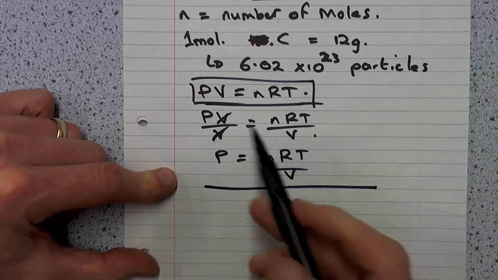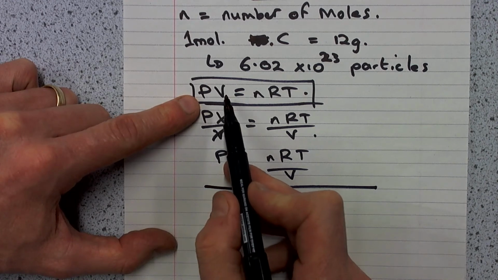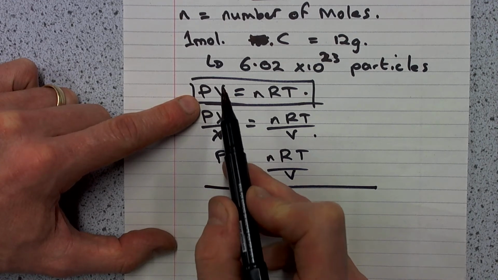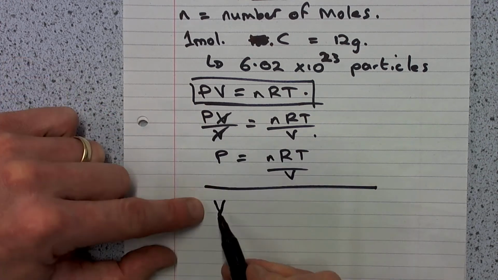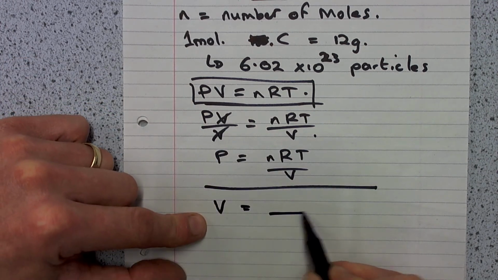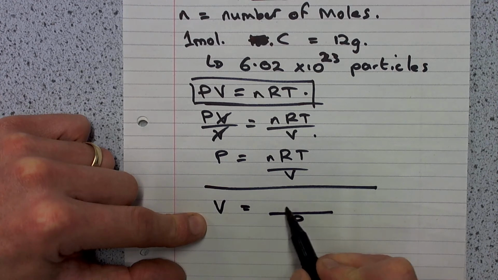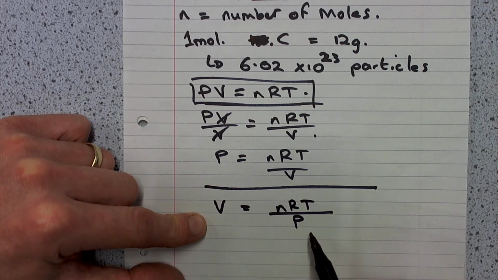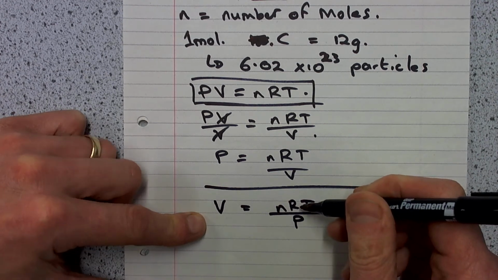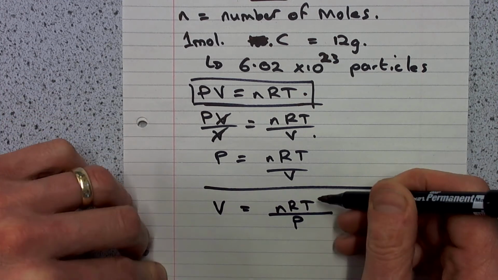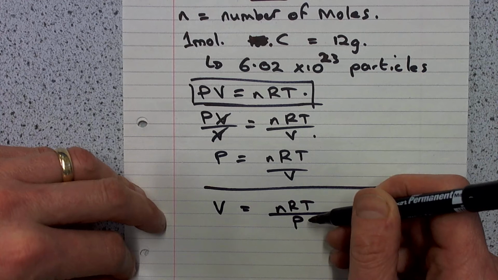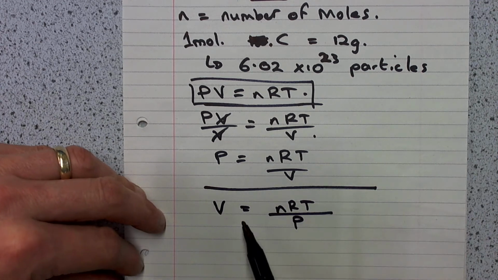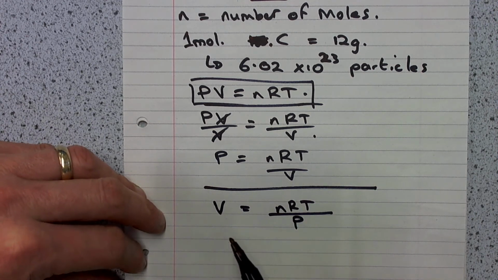What if we want to make volume the subject? Well, similar story. Instead of dividing both sides by V, if we want to make V the subject, well, we just divide both sides by P. It would cancel on this side, but we have to divide both sides by P, so it becomes V equals nRT divided by P. Number of moles times the molar gas constant, 8.31, times the temperature in Kelvin divided by that pressure. Okay, all very good. Couple more to do.